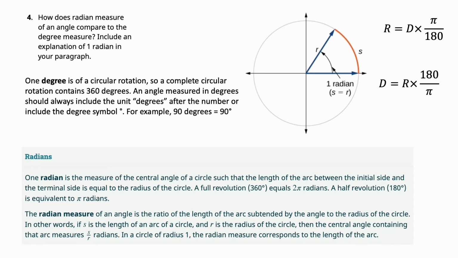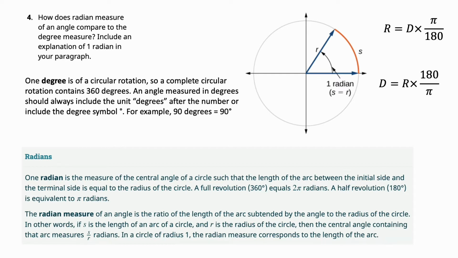How does the radian measure of an angle compare to the degree measure? Include an explanation of 1 radian in your paragraph. Okay, the degree measure comes from there being 360 degrees in a circle. Now that comes historically from the Babylonians, who at one time thought that the sun revolved around the earth in 360 days, and so one day was essentially 1 degree. That's where that comes from historically.